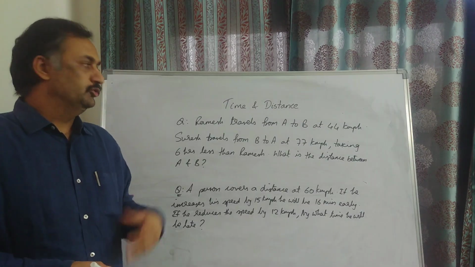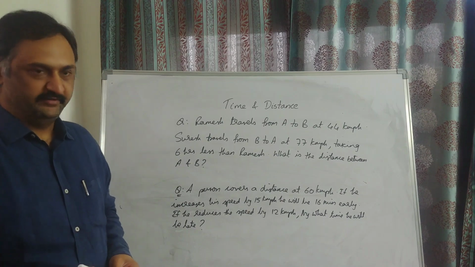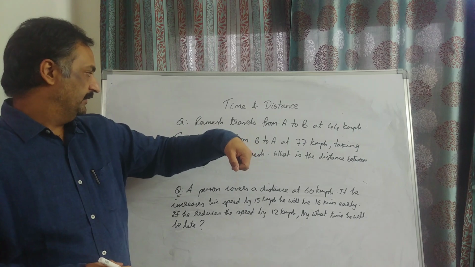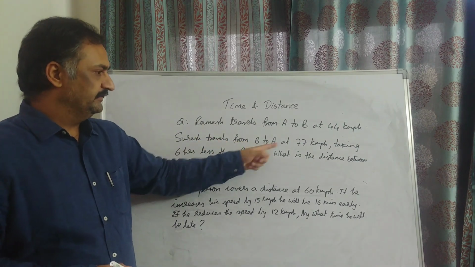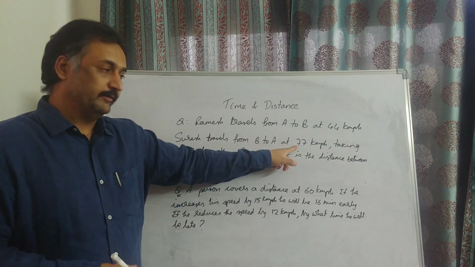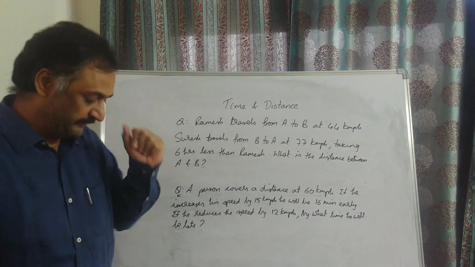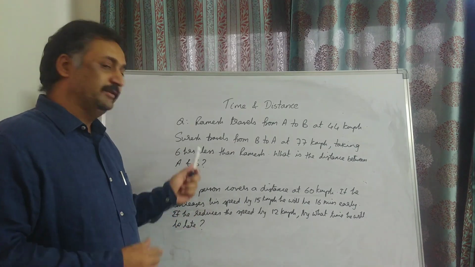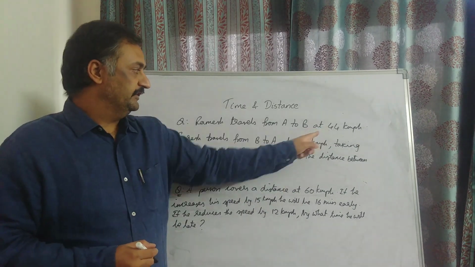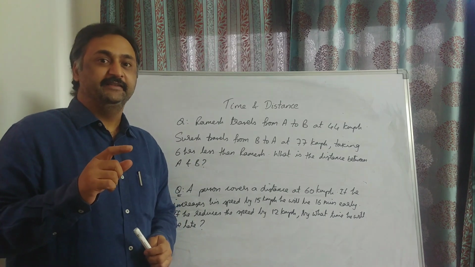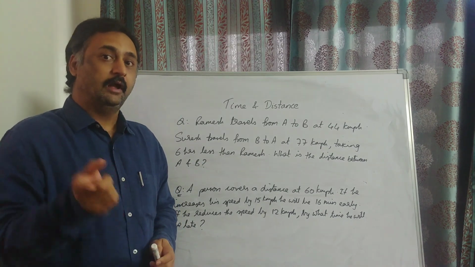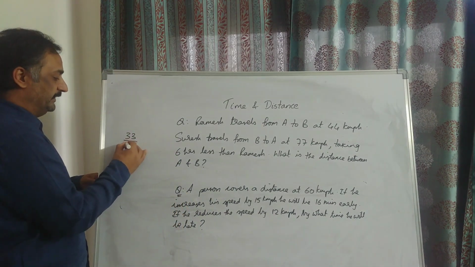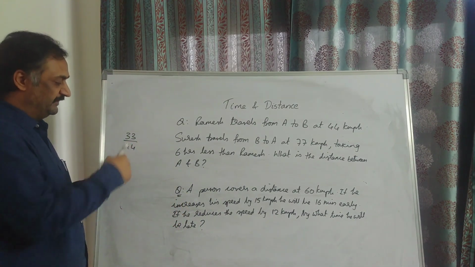Now let us see two more questions that I have taken from the same module of time and distance. Ramesh travels from A to B at 44 km per hour. Suresh travels from B to A, same distance, at 77 km per hour, taking 6 hours less than Ramesh. That means instead of 44, if I travel with 77 speed, I am taking 6 hours less time. So 44 changing to 77 means the speed is increasing by 33 km per hour out of 44 because that's the original value.